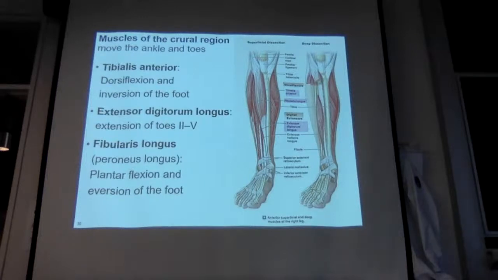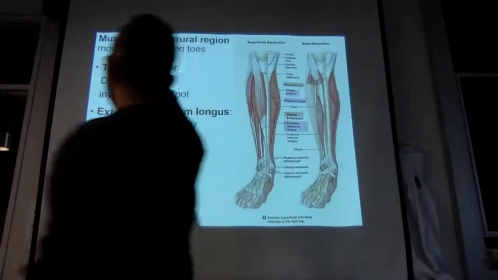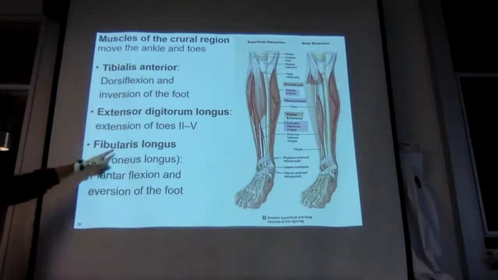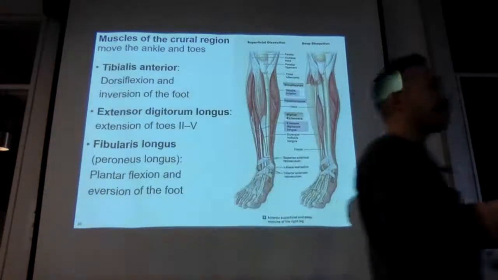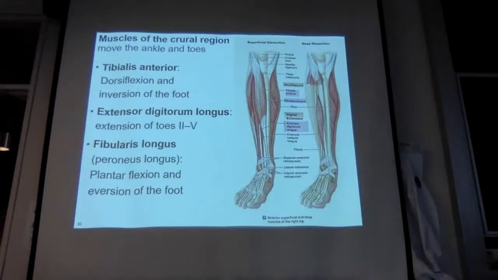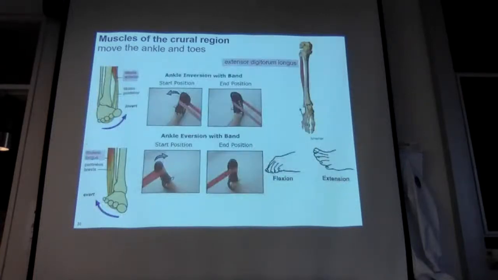Notice that it does something different than the tibialis anterior. Tibialis anterior is dorsiflexion and inversion. Fibularis longus is plantar flexion and eversion, so you're going outwards. What is the relationship between the two? Exactly. When you work those out, you can use a band to strengthen those muscles so that you have strong ankles, or for your extensor digitorum, you just move your toes.